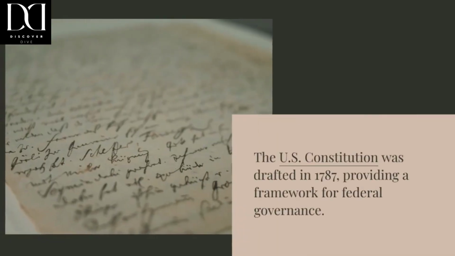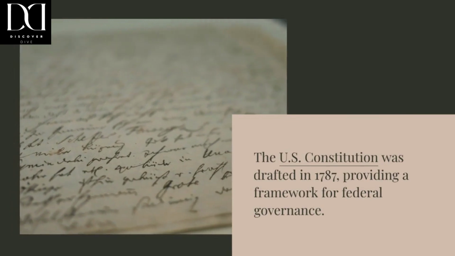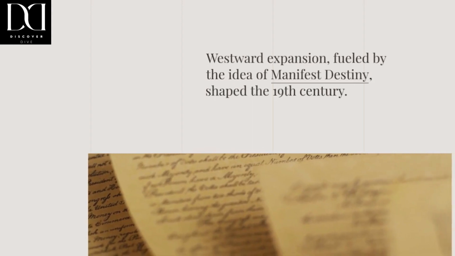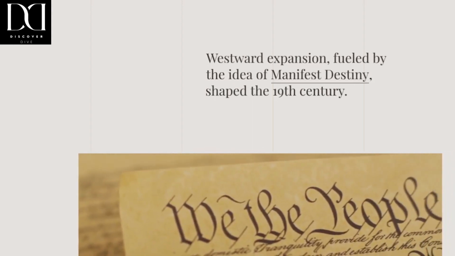The U.S. Constitution was drafted in 1787, providing a framework for federal governance, mentioned the reference material. Westward expansion, fueled by the idea of manifest destiny, shaped the 19th century.